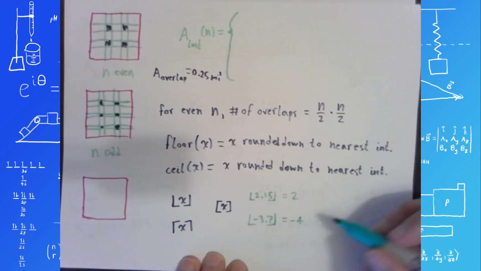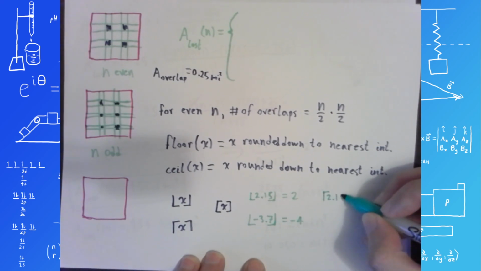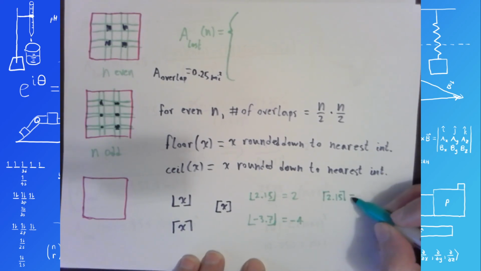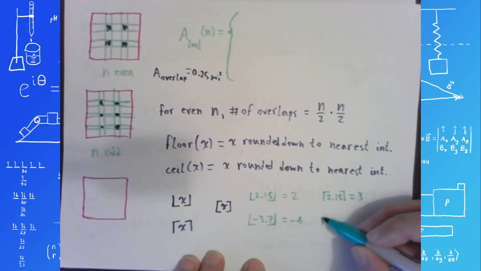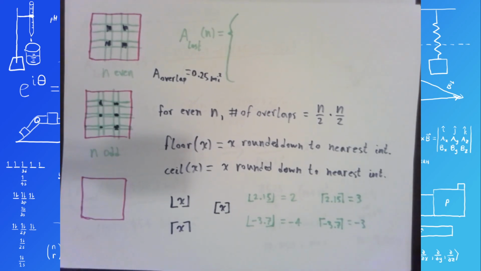If I do, let's do ceiling of each of these. If I do ceiling of 2.15, it doesn't matter that 2.15 is closer to 2 than 3. A ceiling function always rounds up. And if I do ceiling of negative 3.7, then that will round up to negative 3.